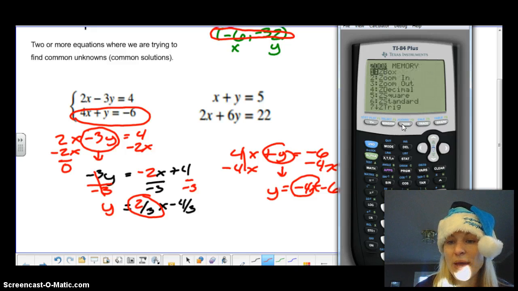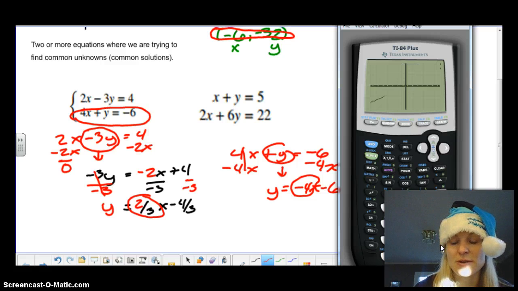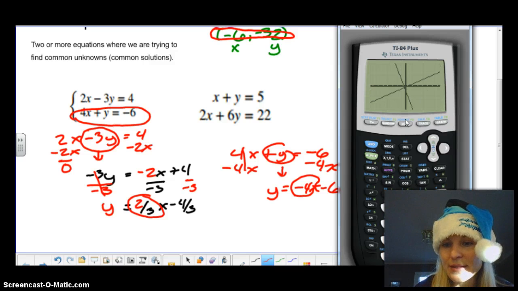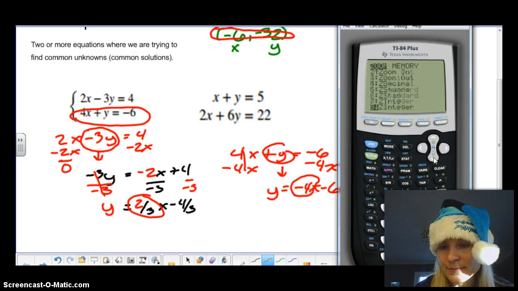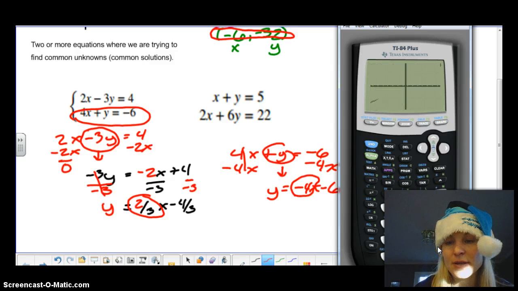Okay, I'm going to go back to my Zoom standard, so it's always a great place to, or Zoom stat, excuse me, it's a great place to start. Oops, that didn't do it though. It's still zoomed out. I can tell it's zoomed out by how thick these lines are. So I'm going to go back to Zoom stat again and hit enter. No, it's still doing it. Okay, this really doesn't matter. I can see my intersections right here.